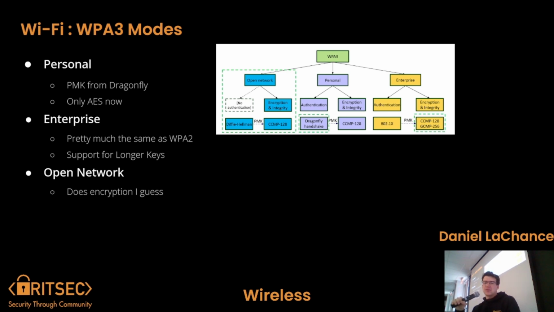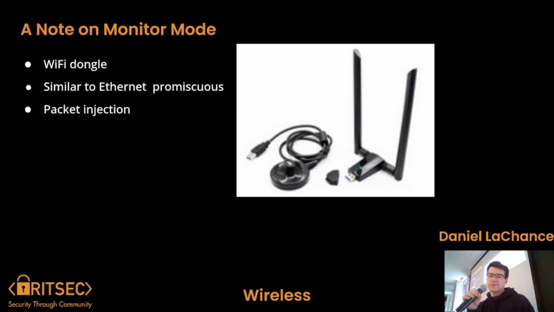So yeah, there's also personal, enterprise, and open network. Personal and enterprise are pretty similar to what I talked about in WPA2, just in how they work. But enterprise right now supports much longer keys. Personal may be moving in that direction, but it only uses AES right now, the same way that it was in WPA2, but it still uses the Dragonfly handshake, which is awesome. I don't really talk about the Dragonfly handshake, but look it up if you're interested. It's too much to go through right now in this short presentation.